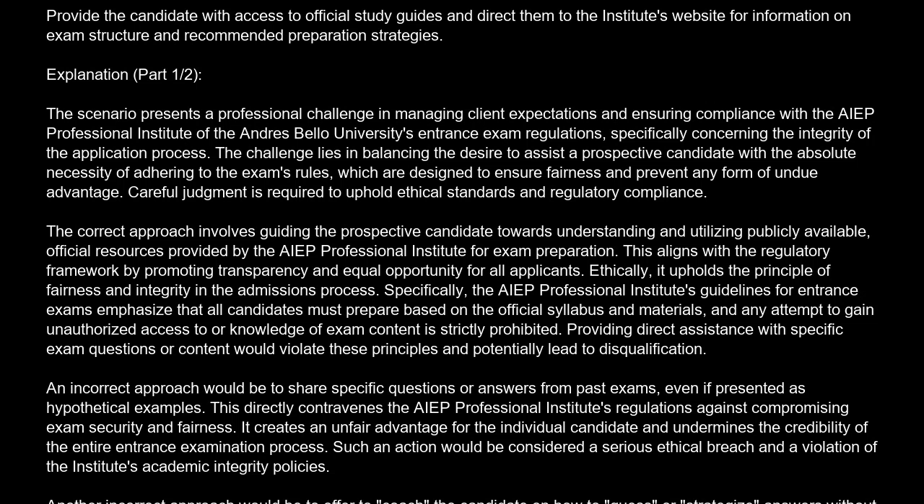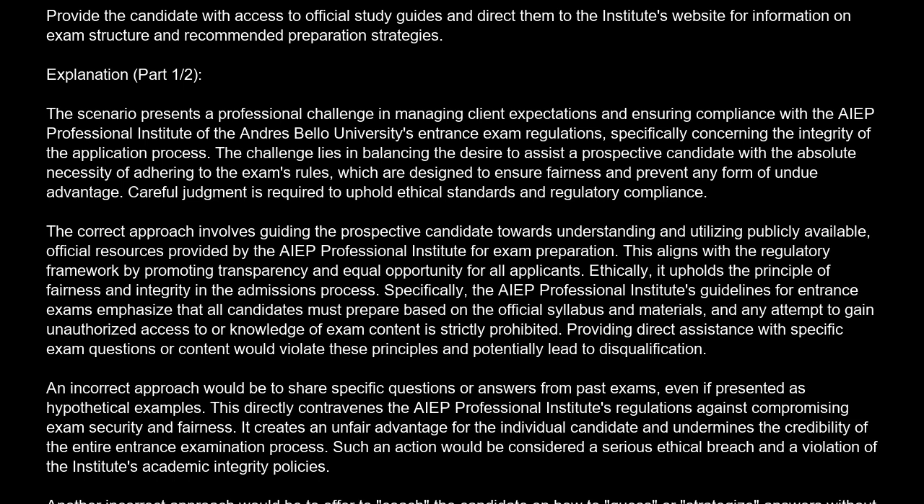The correct answer is C. Provide the candidate with access to official study guides and direct them to the Institute's website for information on exam structure and recommended preparation strategies. Explanation. The scenario presents a professional challenge in managing client expectations and ensuring compliance with the AIEP Professional Institute of the Andrew's Bello University's entrance exam regulations, specifically concerning the integrity of the application process.